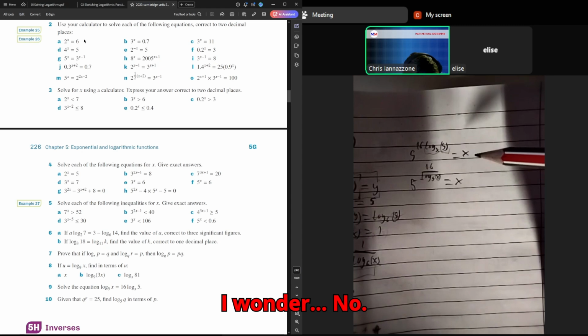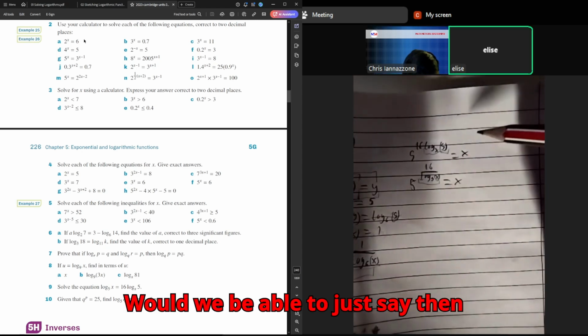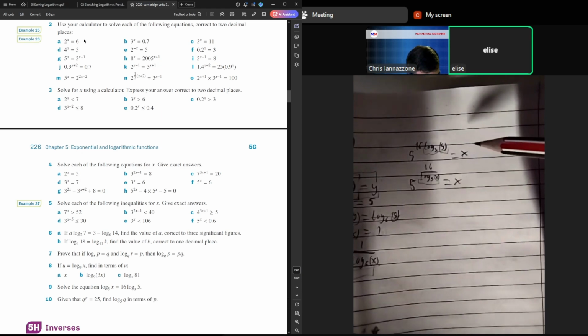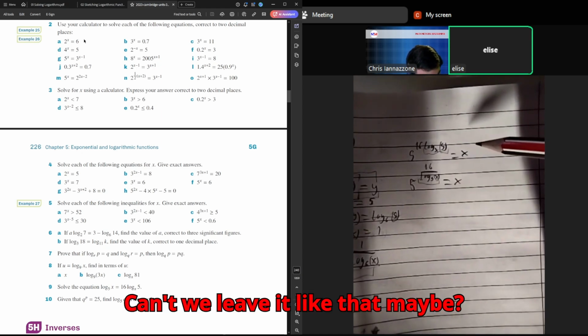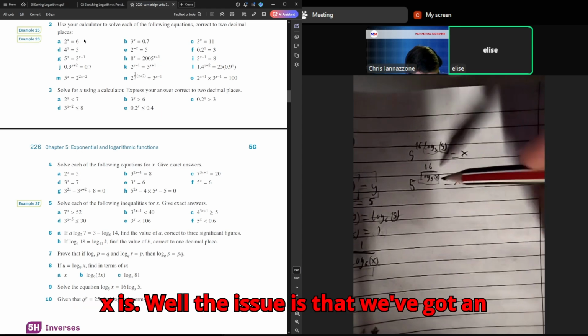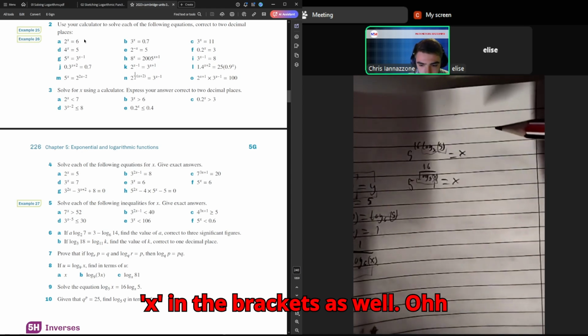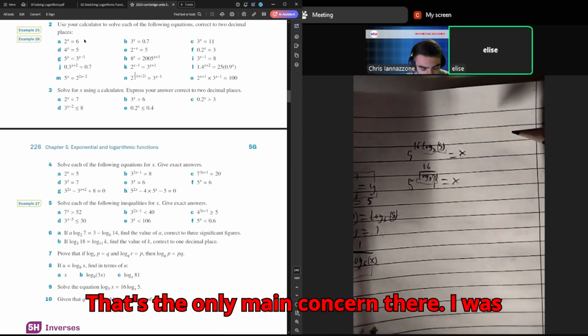I wonder. Would we be able to just say then that, can't we leave it like that maybe? Because we technically already found what x is. Well, the issue is that we've got an x in the brackets as well. Oh. That's the only main concern there.